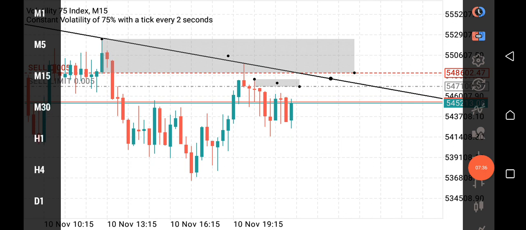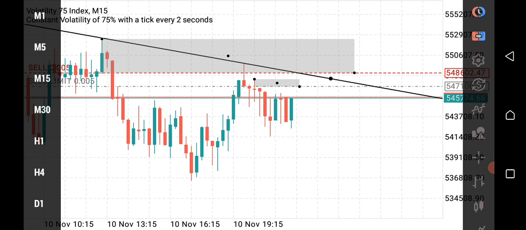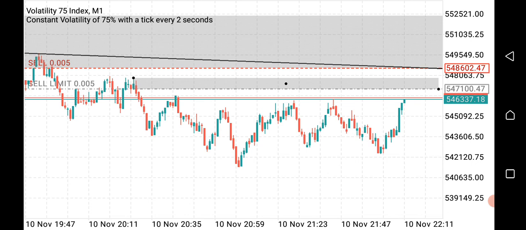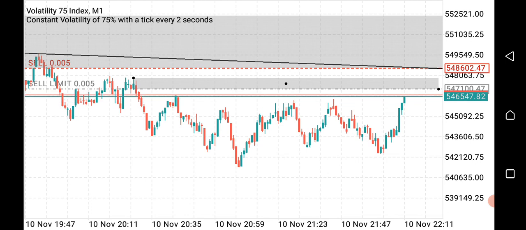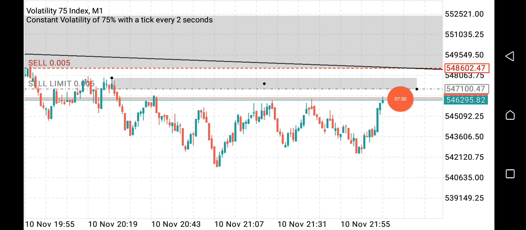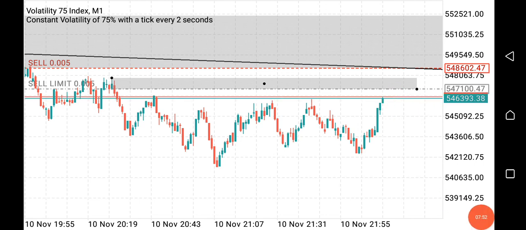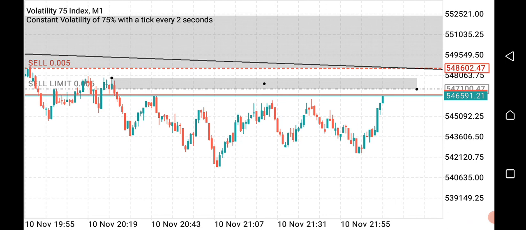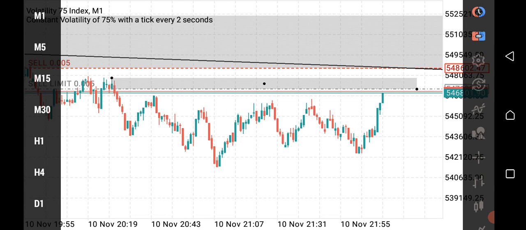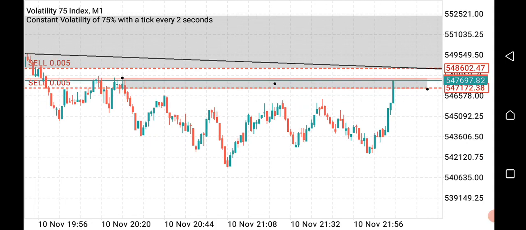Then going down to the 1 minute time frame. So this is the 1 minute time frame, and I think the market is about to tap into this and activate the sell limit. So we are going to wait for that, but before then I have to show you another trade that I have on my screen, and that is on volatility 10.